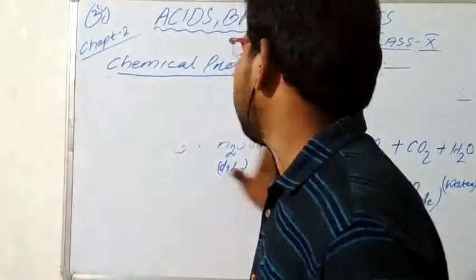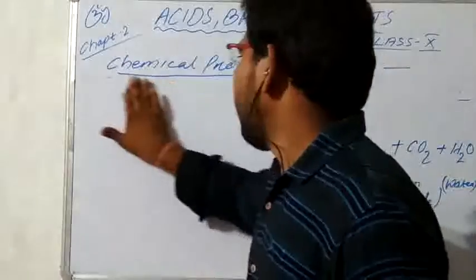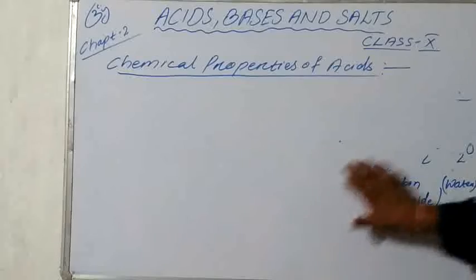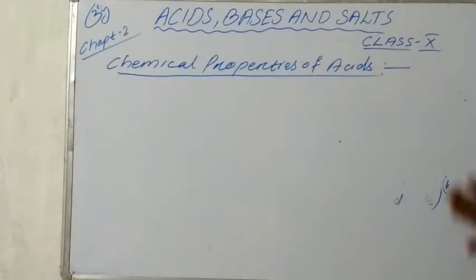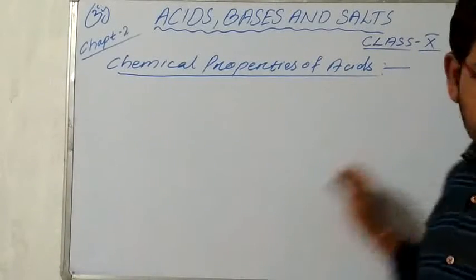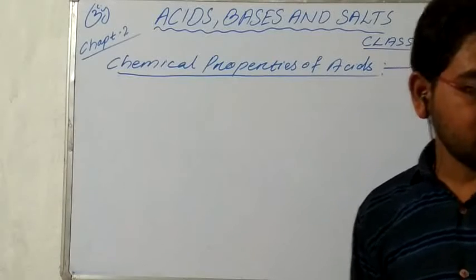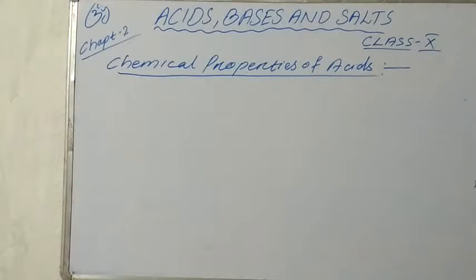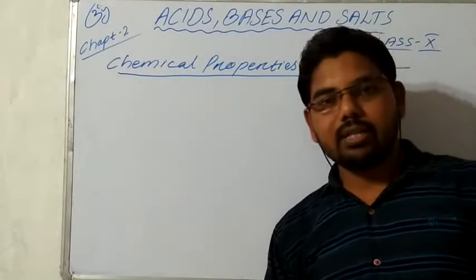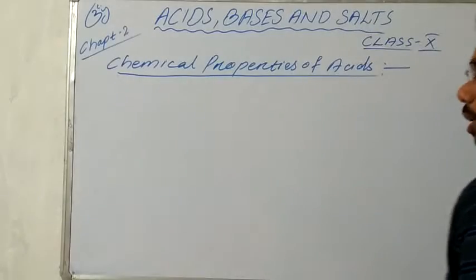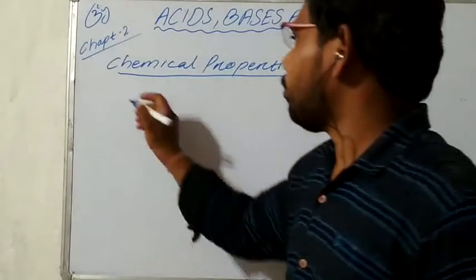The next property is acids reacting with metal oxides. Some metal oxides are calcium oxide and magnesium oxide. These are the metal oxides.